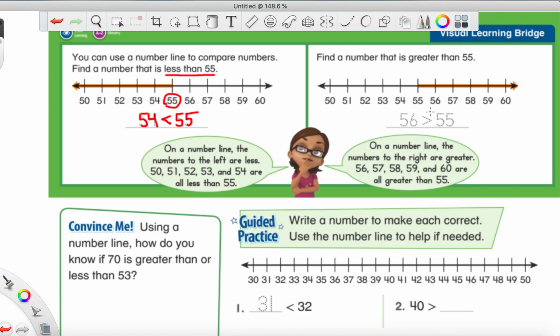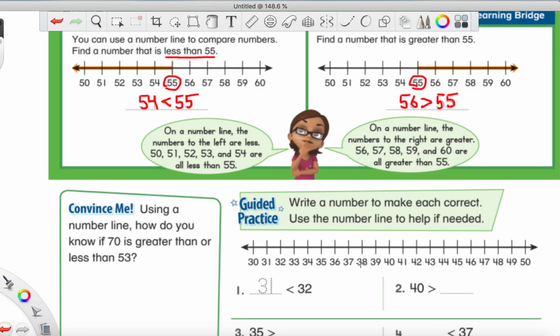And then for the next part, they did numbers that were greater than 55. So you just find 55 on the number line, and then you can pick any number that's after it. Now they picked the number 56, and they said is greater than. Remember, when the alligator wants to eat the first number, that is our greater than symbol. And then the number 55. And you can use any of these numbers. Remember, you don't have to use the one that is just one bigger. You can use any of these, because 57 is also bigger. So is 58, 59, and 60. They are all bigger.